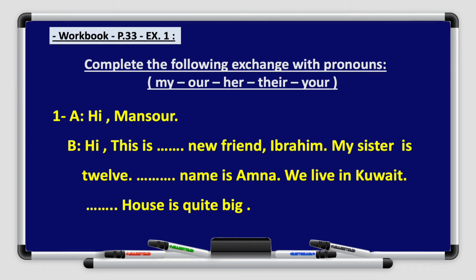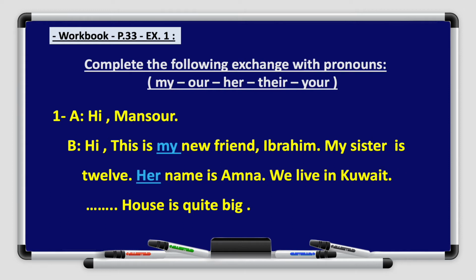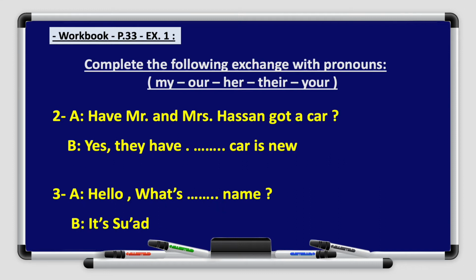Number 1. Hi Mansoor. Hi, this is my new friend. Excellent. Ibrahim. My sister is 12. Her name is Anna. We live in Kuwait. Our house is quite big. Excellent. Number 2. Have Mr. and Mrs. Hassan got a car? Yes, they have. Their car is new. 3. Hello, what's her name? It's Suad. And that's all what you need to know about pronouns.